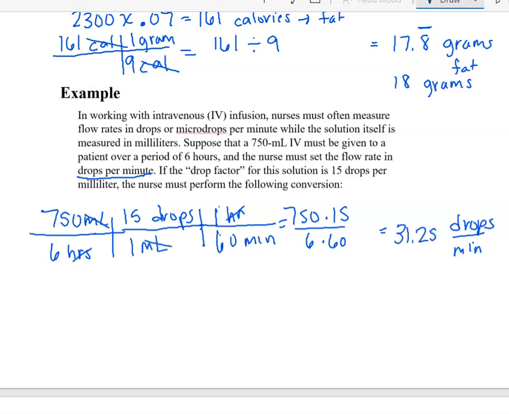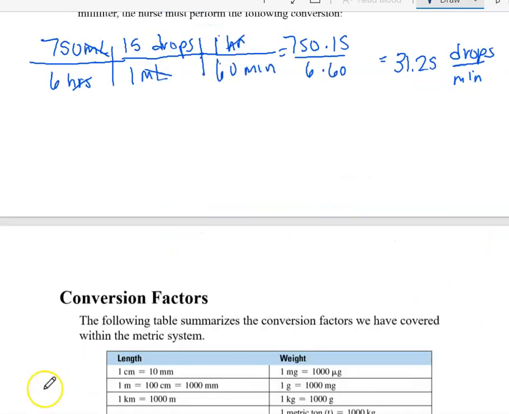.25 drops per minute. Do we need to round on this one? I would say no, because if you round, you're going to get the wrong number of drops per minute. That might kill somebody.